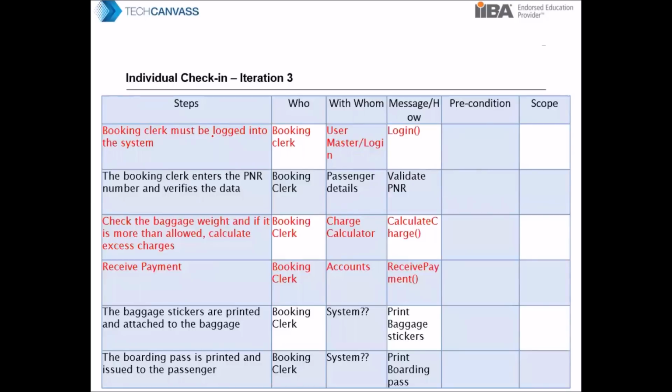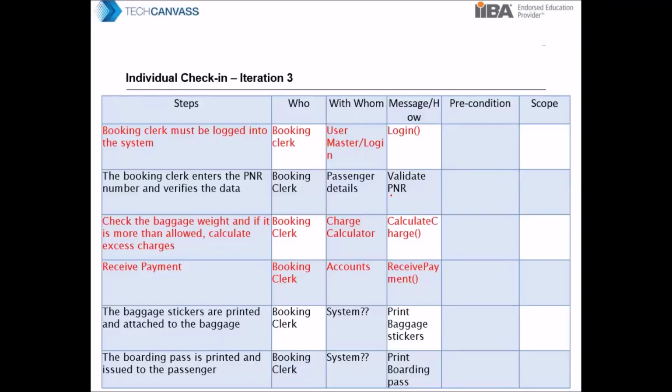Like this. So booking clerk must be logged into the system. That is step 1. Who will do it? Booking clerk. With whom will it do it? A screen which is a part of the system which will be called either user master or login master. There is no problem even if you say user master. You can always come back to this in different iterations and correct. What is the message? Login.